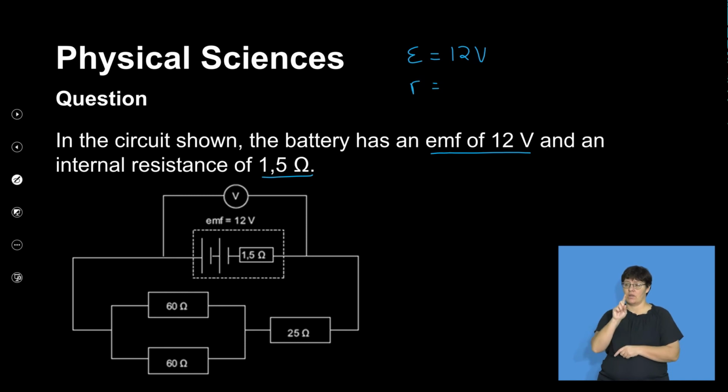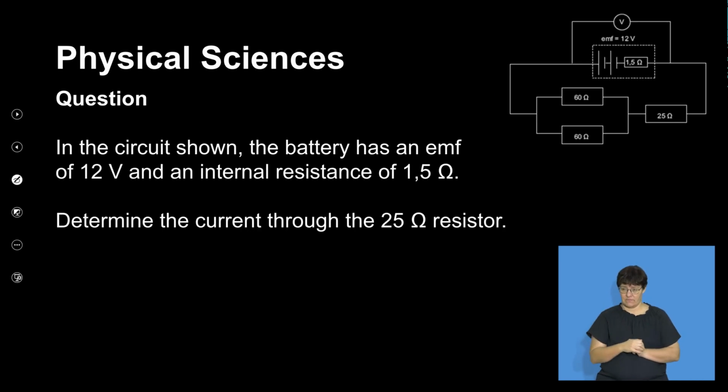Internal resistance is equal to 1.5 ohms. This is what is given. They want us to determine the current through the 25 ohm resistor. In other words, we are looking for the current that goes through the 25 ohm resistor.